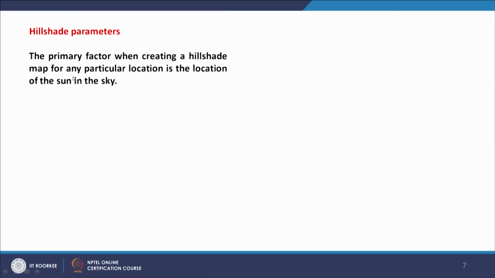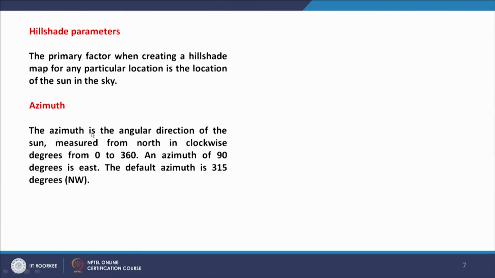Now, hillshade parameters. The primary factor when creating a hillshade map for any particular location is the location of the sun in the sky, from which direction the illumination should come. Conventionally, as we have discussed, it is from the northwest direction. We use the term azimuth, the angular direction of the sun measured from north in a clockwise direction between 0 and 360. An azimuth of 90 degrees is east, and the default is 315, that is the northwest direction.